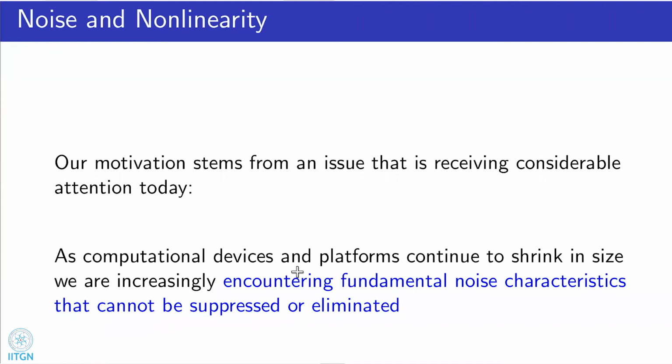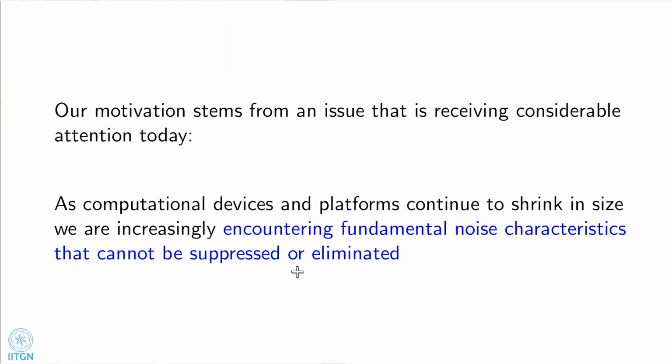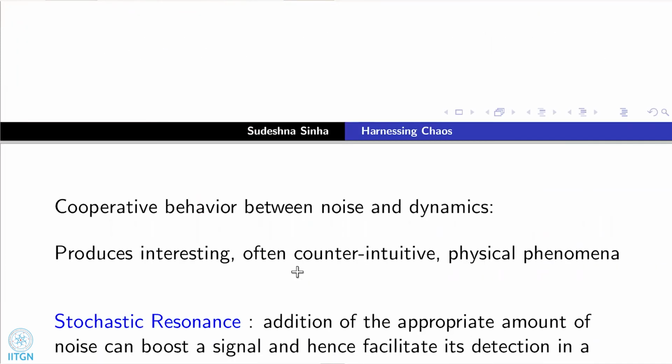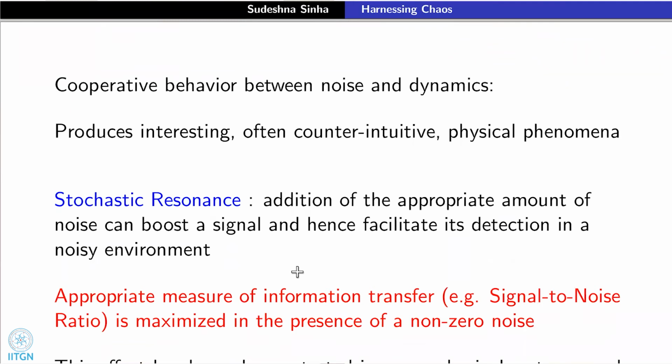Because in some sense, whatever you do, your computational platforms are continuing to shrink. You are going to encounter fundamental noise. You cannot suppress it, you can't eliminate it, you can't wish it away. You might as well live with it and work with it. So is there some strategy here that one could fall back on? One of the things we went back to was stochastic resonance.